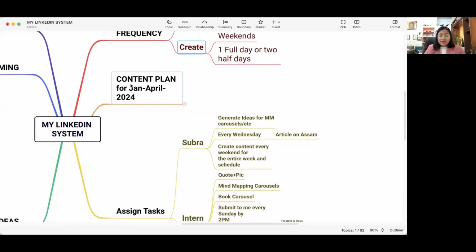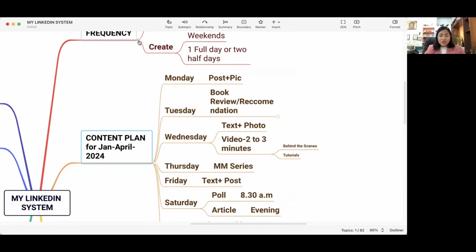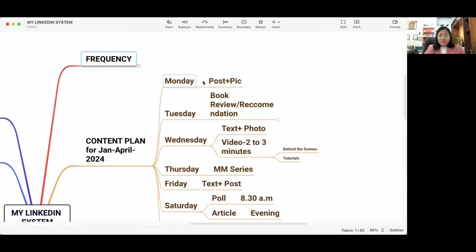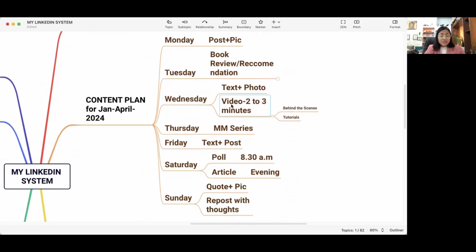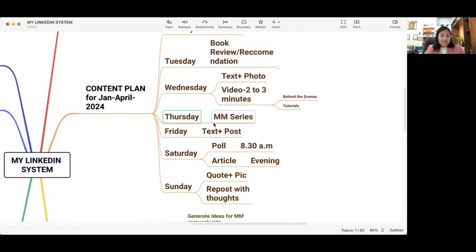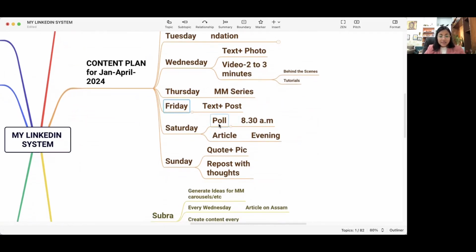And then here's a content plan for January to April. So if you see, the complete content plan is here, that what is going to be posted on Monday, for example, post plus a picture. On Tuesday, book reviews, maybe on Wednesday, photographs. On Wednesday, I could even give a video of 2 to 3 minutes, like about some tutorials or behind the scenes. On Thursday, it would be the mind mapping series. On Friday, it would be a textual scroll. On Saturday, 8:30 a.m. in the morning, a poll would go, and in the evening, an article would go.